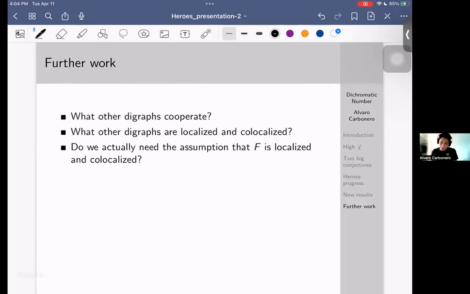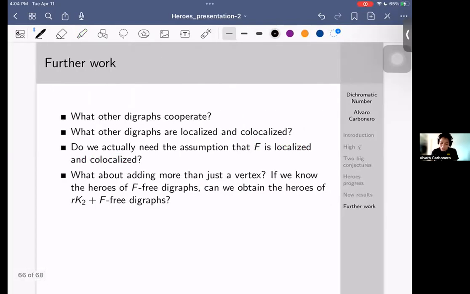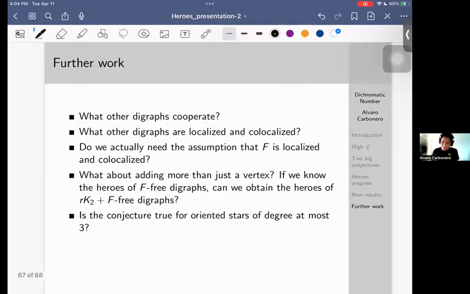And the third one is really big to me. Do we actually need the assumption that F is localized and colocalized? Or do we always get that we can just keep adding vertices for free? I don't know, big question. The next one is, we have been adding vertices to F, RK1, but can we add more than that? Can we add edges instead? For reasons that I don't have time to explain, this is way harder than adding a single vertex. Like I think it's obvious that it's harder, but it's actually way harder. So I don't know, that would be interesting to see.